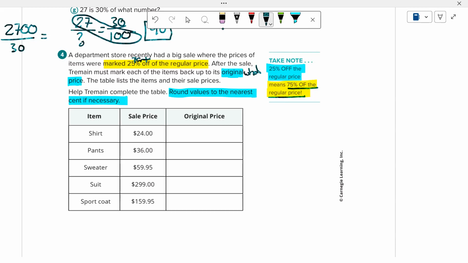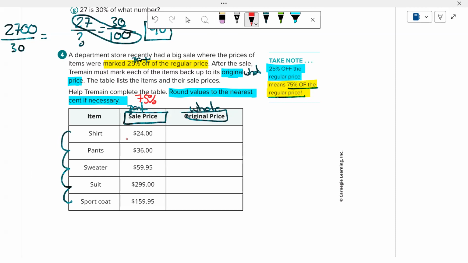So once again, we read. I see sales price, and they want to know original. So this looks like part, this looks like whole. So this is 75%. This was sort of a trick question. Each one of these here, 1, 2, 3, 4, they're all 75%. The sales price is only 75% of the original cost.